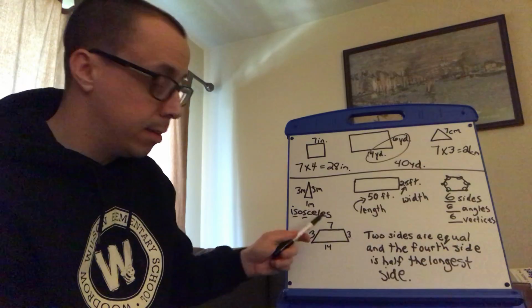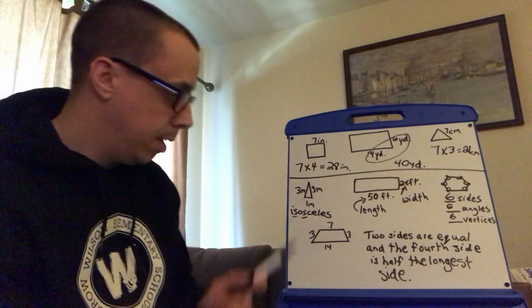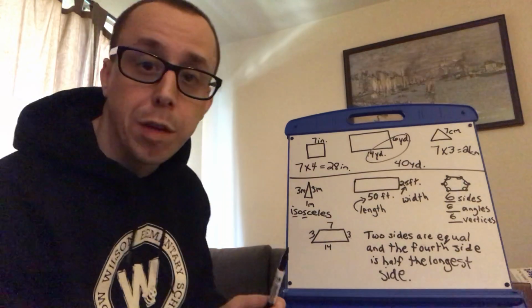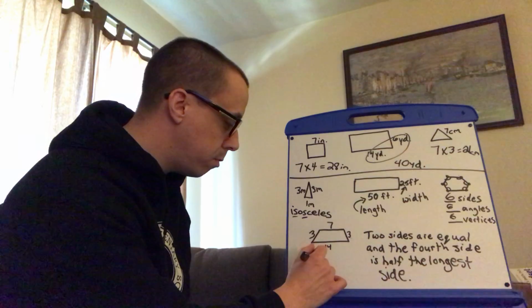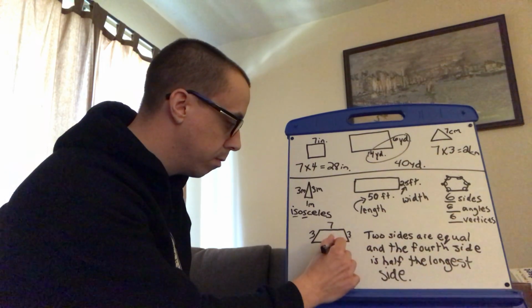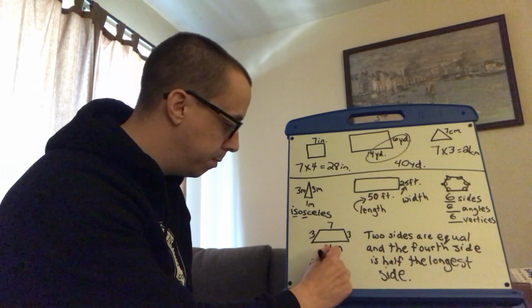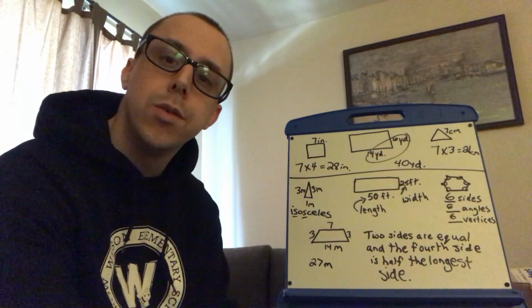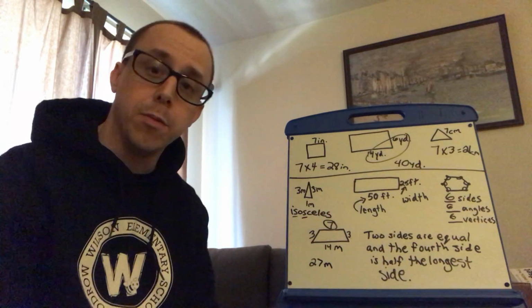Okay, 14 and 7. It's the same as 7 times 3, so that's 21. And then 21 plus 3 is 24, plus another 3 is 27. I didn't label it here, so we'll just call it meters for this time. So 27 meters is the perimeter there, and the missing side was 7 meters.